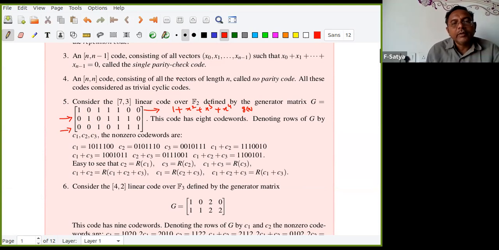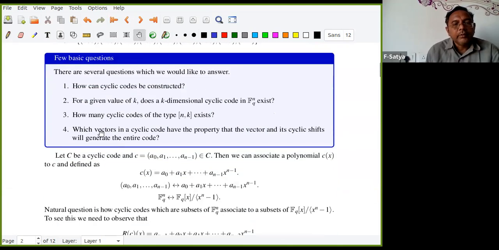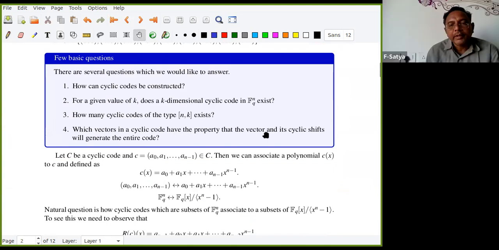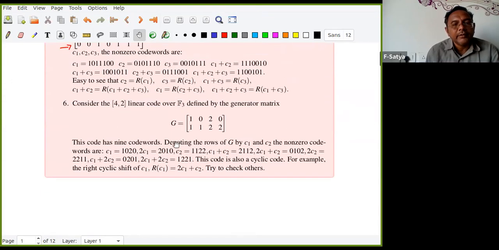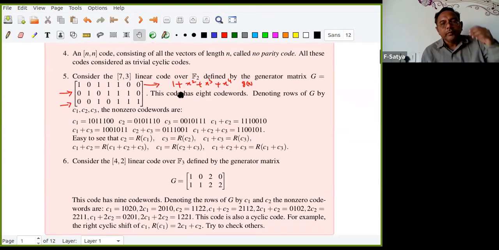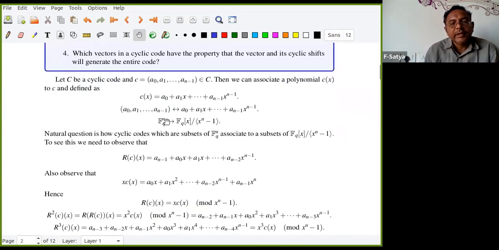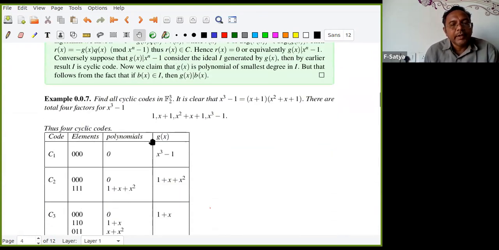So that is one of the questions you remember. Which vectors in a cyclic code have the property that the vector and its cyclic shifts generate the entire code? I'm giving all the things everywhere. Okay, fine. Now this is the generator matrix. See, in a cyclic code, its shifts only will give it, that's the beauty. The theorem will come later. First I'm giving examples so that you will observe things, right?